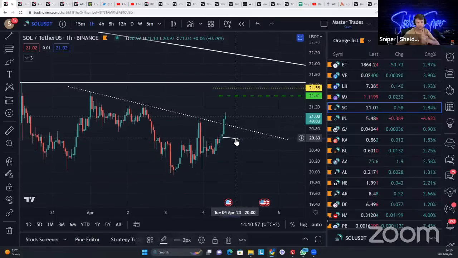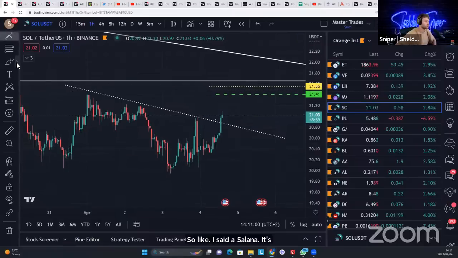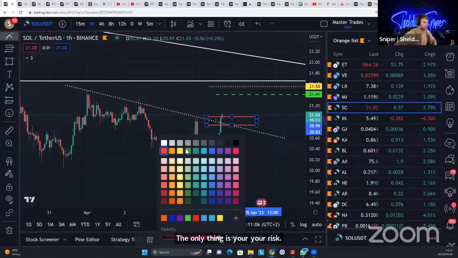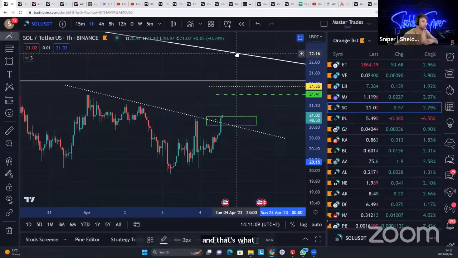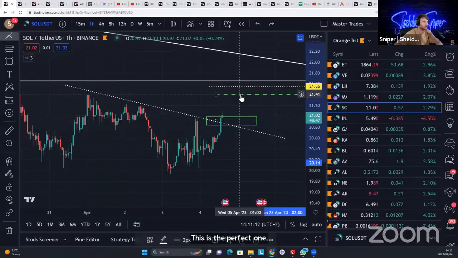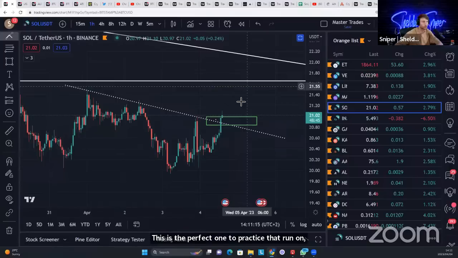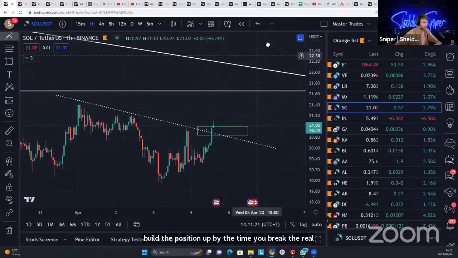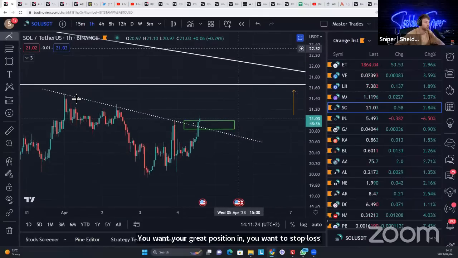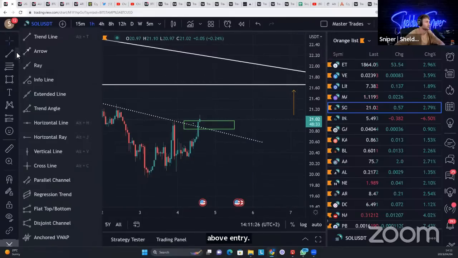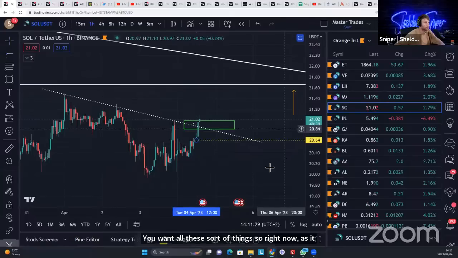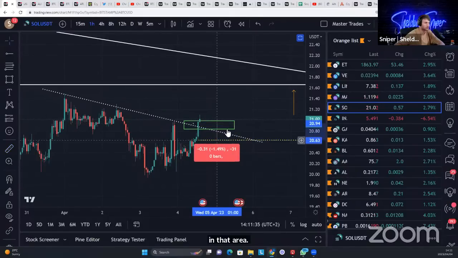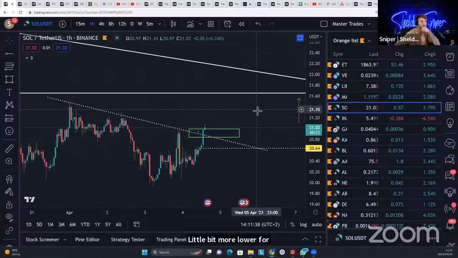So like I said with Solana, it looks like a great trade. The only thing is your risk. Yeah, so it's just less leverage. And that's what I was saying. This is the perfect one to practice that run on, especially if we get this rip now, is to use this whole area to start off on lower leverage here and to build the position up. By the time you break the real trend line, you want your great position in, you want your stop loss above entry, you want all these sorts of things. So right now, as it stands, and we have a look, the stop loss is more or less in that area, a little bit more lower for a retest, but yeah, 1.5% stop loss.